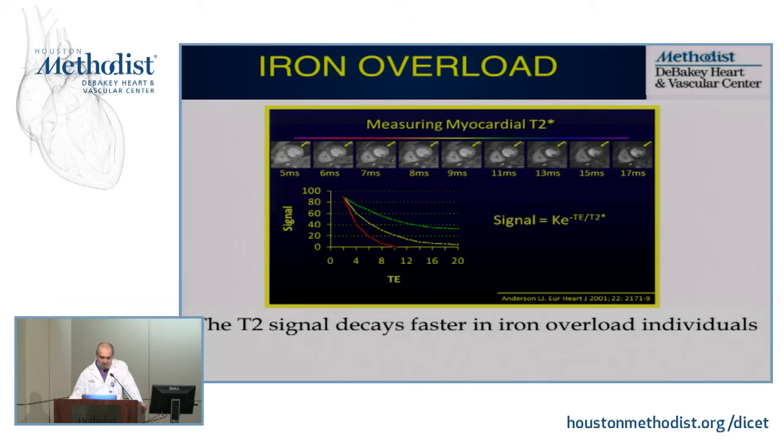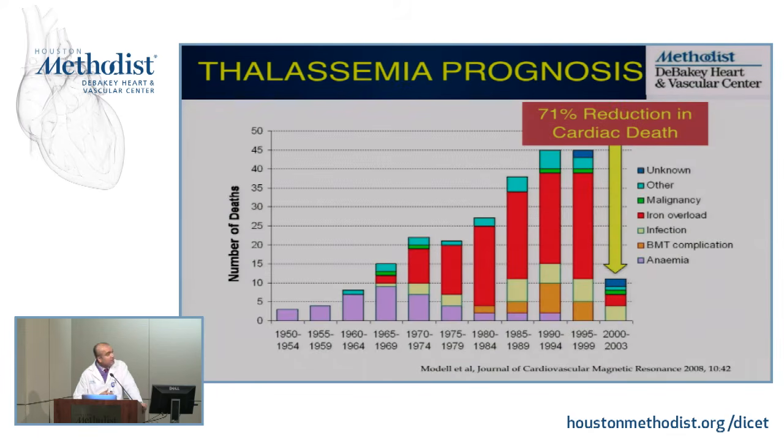And then last but not least, I think, is iron overload cardiomyopathy. There's a CMR technique called T2 star imaging, which allows us to actually quantify the amount of iron load within the myocardium. And this technique was developed in the late 90s in the UK. And I think this is a very impressive graph here, which just shows basically the incidence of cardiac death in thalassemia patients due to iron overload.